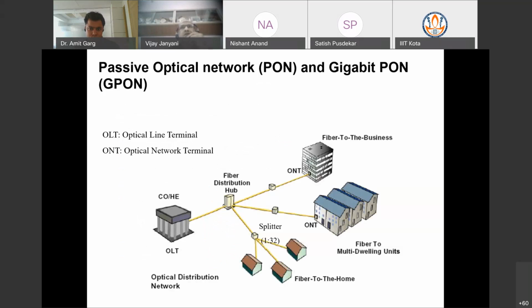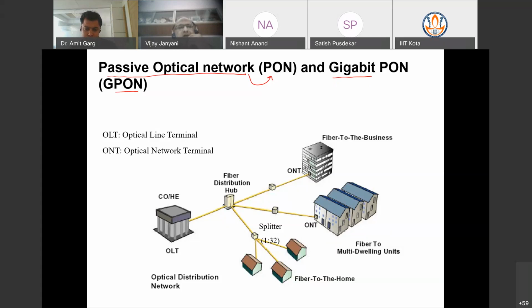Okay, let's now move on to gigabit passive optical network. Basically, it is passive optical network, which is called PON. And then if you put a G before that, gigabit passive optical network, it becomes GPON. So now see, this is the general broad configuration of a GPON or PON network.